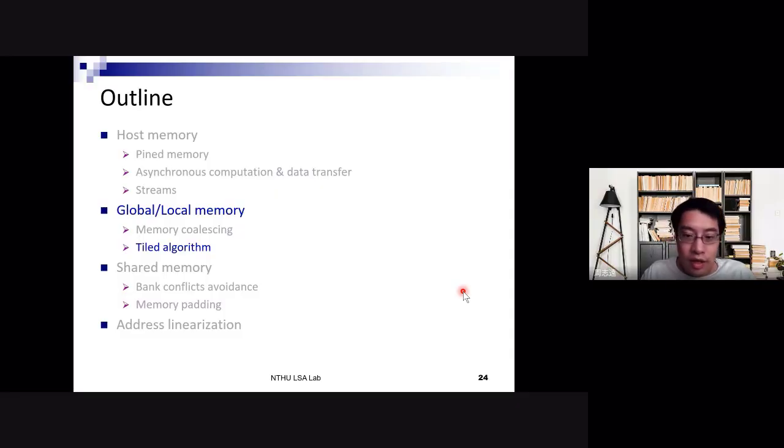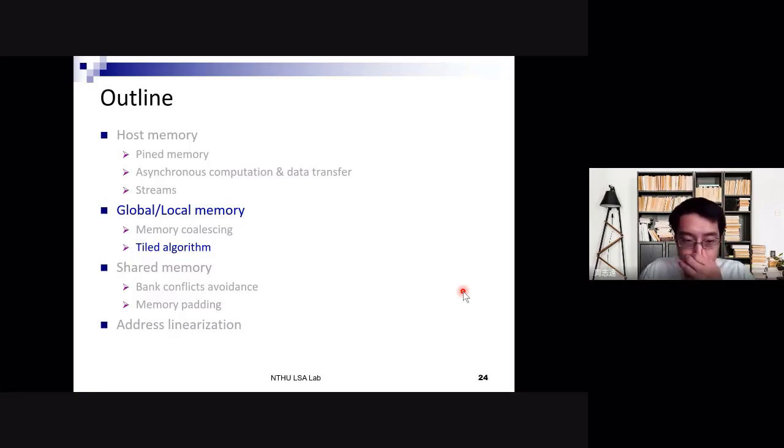In order to take advantage of that, you need to serialize your memory access from all the threads within the warp, so they can read in a close region and issue the memory access in a single request. You can do that by rearranging your memory access pattern.